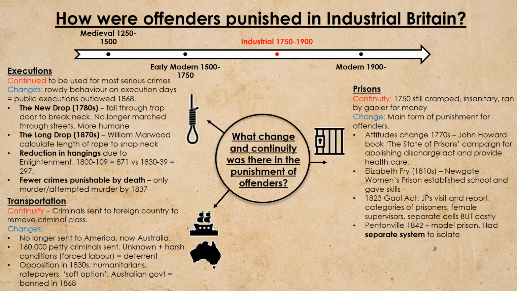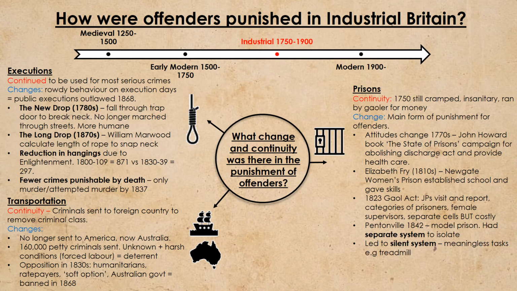In 1842, you get what is known as Pentonville Prison, and this is considered a model prison, what other prisons should look like. It is here that they have the separate system in which prisoners were kept apart from each other to reflect on their own crimes. However, this often had the downside that it led to loneliness and mental breakdowns.